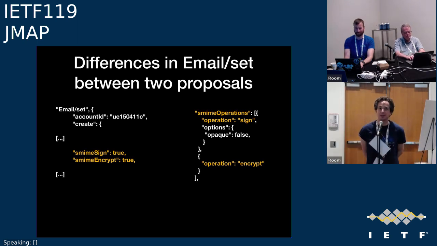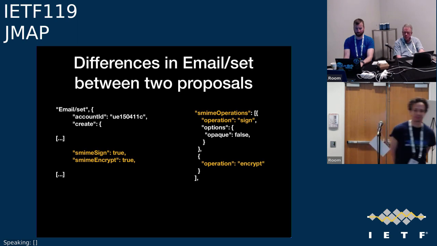Robert Stepanek, Fastmail. I might have missed it, but is there any order implied in the SMIME operations array? Yes, exactly. So the left-hand side will always say that if you have both SMIME sign and SMIME encrypt true, then it signs first, encrypts second. If you want to construct it the opposite way, which is not, as far as I know, being used but is possible, then there is no way of expressing this. Okay, thanks for clarifying that.